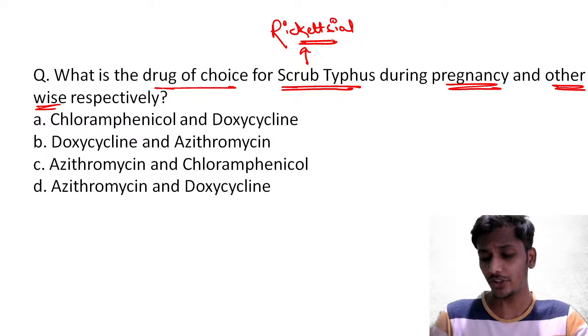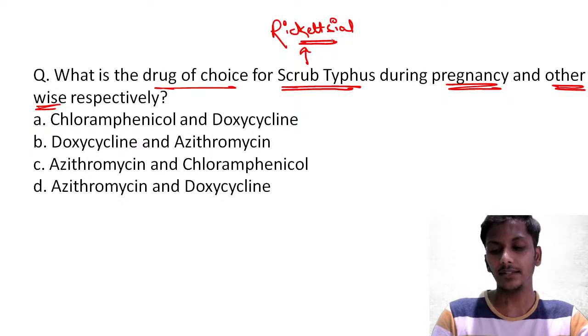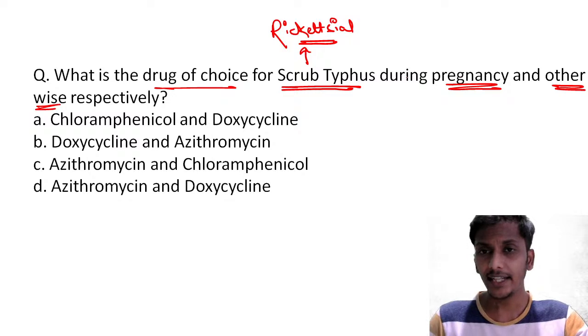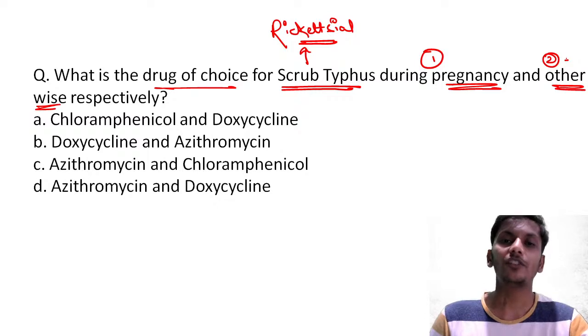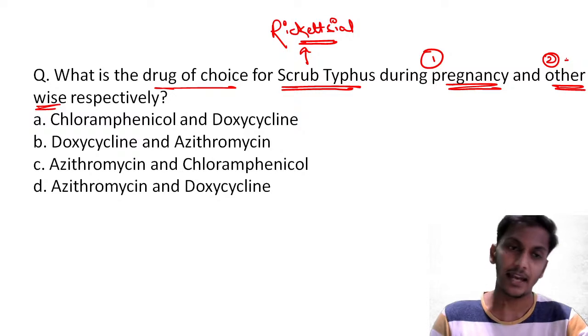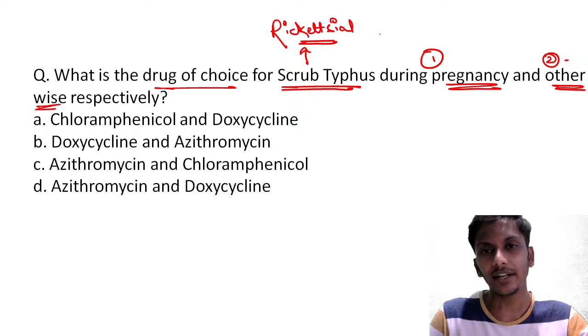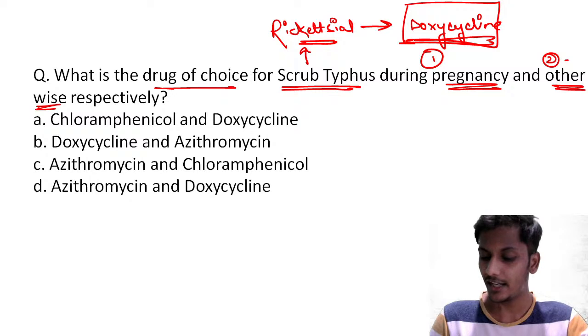Keep on answering for this question, guys. So scrub typhus is a rickettsial infection. And they have asked, firstly, pregnancy, and second, otherwise. So what is the drug of choice for rickettsial infections or scrub typhus in pregnancy, and what in other conditions? As we all know, normally the drug of choice for all rickettsial infections we have discussed is what? Tetracycline. Specifically which drug? Doxycycline, because it is a safe drug to be given among tetracyclines. So please remember, doxycycline is the drug of choice in all rickettsial infections.